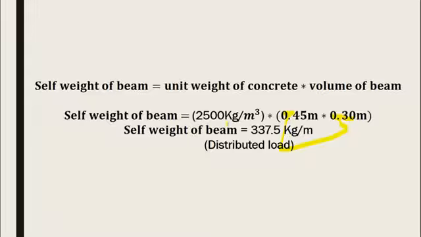Self weight of the beam, after calculation we will get 337.5 kilogram per meter. Now this is the distributed load of the beam, and you can use this value in the design of the beam and for other engineering purposes.